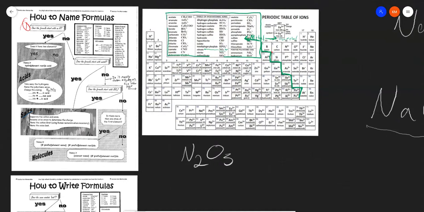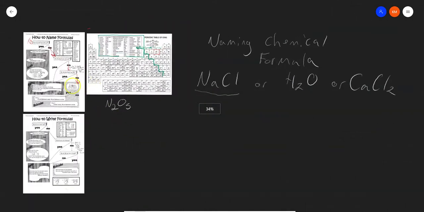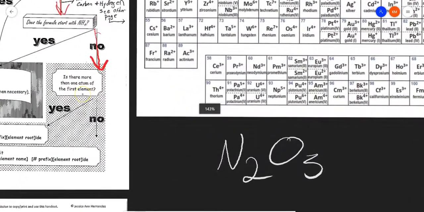So again, step 1, does it start with H? No. Does it start with a metal? Well, nitrogen is right here on the periodic table. That's a non-metal, so no. Does it start with NH4? Starts with N, but not H4, so no. Is there more than one atom of the first element? Yes, I have 2. So now we go this way.